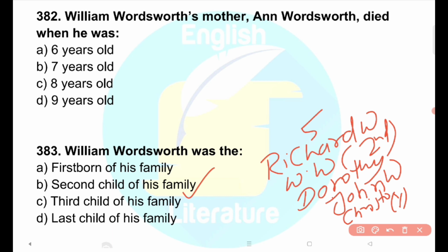His older brother Richard was the firstborn of his family. First Richard, third Dorothy, and last Christopher.